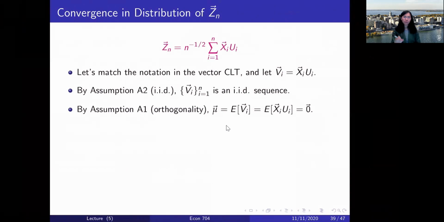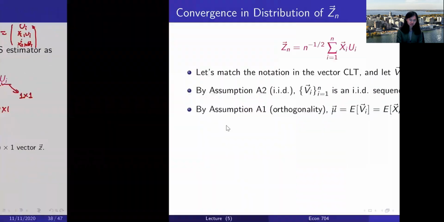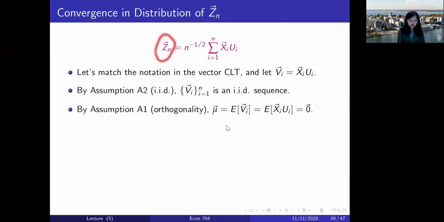Now, we want to figure out the limit of Qn and Zn. We want to study the limit of Qn and Zn separately. Now let's study Zn first. Zn is 1 over root n times the sum of xi vector ui. Again, to match the notation in the vector central limit theorem, let vi be equal to xi times ui. So let vi denote this random vector.